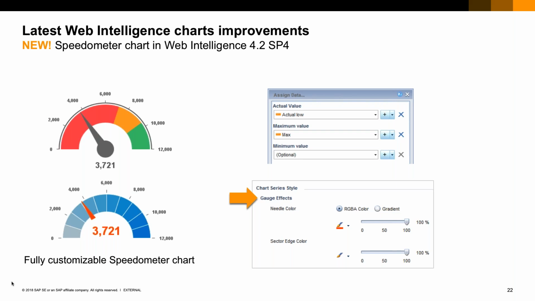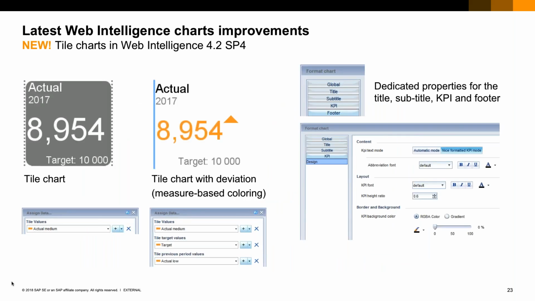Then we've added the tile charts. We have two types of tile charts. A simple one, you can see on the left-hand side, and then one which is using a deviation. Deviation is a little arrow you can see next to the KPI value, which tells you the trend of the value, whether it increased or decreased compared to the previous value.